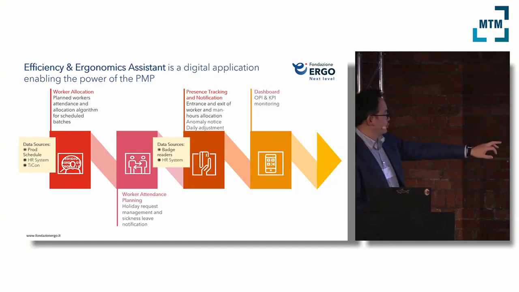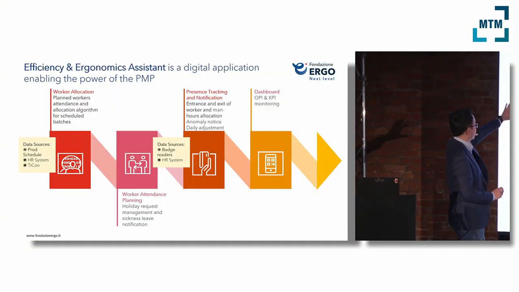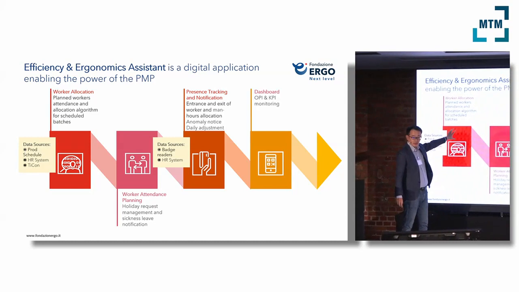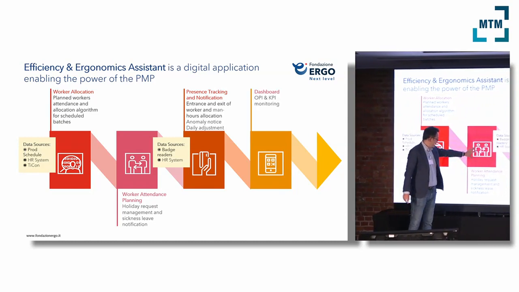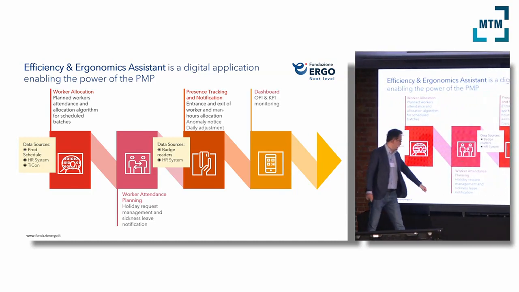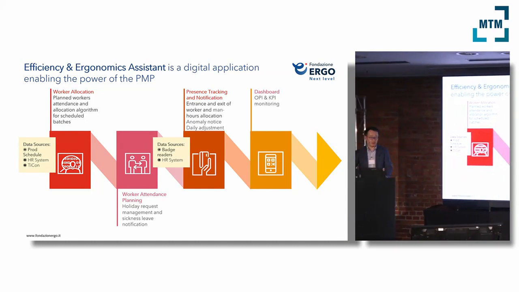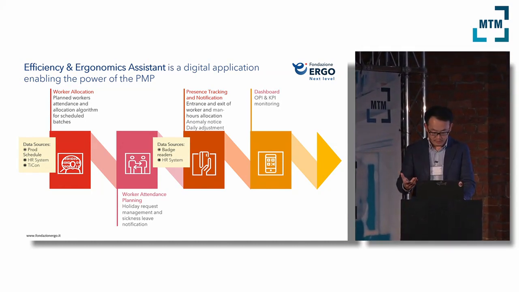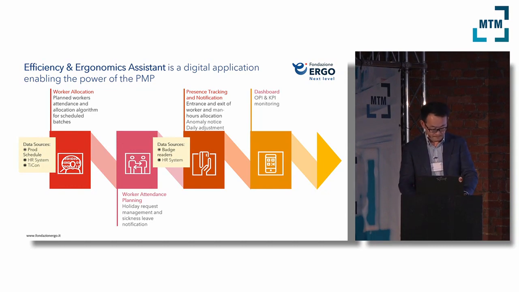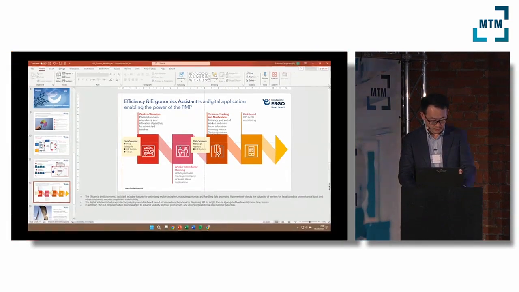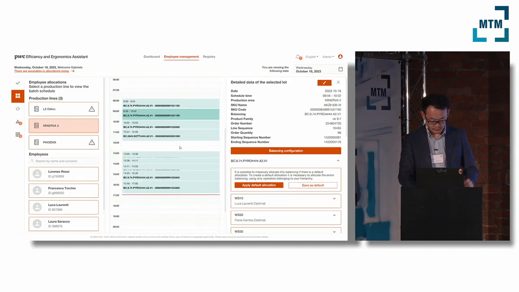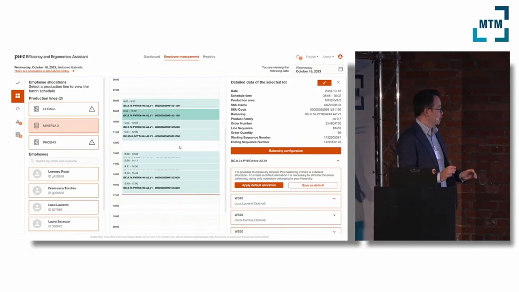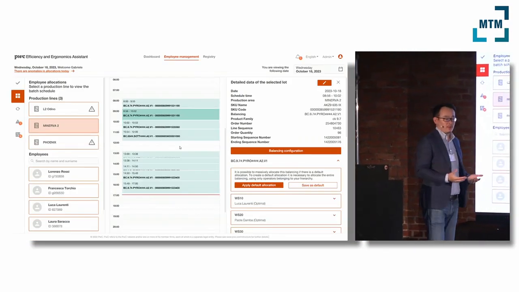This is for the first one, worker allocation. And then let me show you the second part, worker attendance planning. So what happens is that, okay, now today everything is good. Today I'm good with my production.